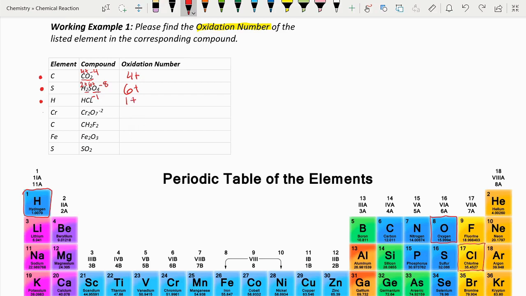Now let's do this fourth example. So this fourth example is the element chromium in a dichromate ion. So this is an anion, so they have already given us 2 electrons. So a dichromate ion is made up of chromium and oxygen, and chromium is a transition metal. And as I said before, transition metals can have any oxidation number. So now let's get back to solving this.